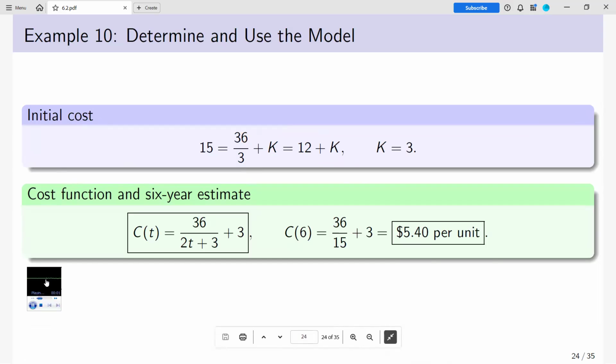The initial cost determines k, and evaluating the model at t equals 6 gives $5.40 per unit. The production cost drops substantially, which makes the shareholders smile.